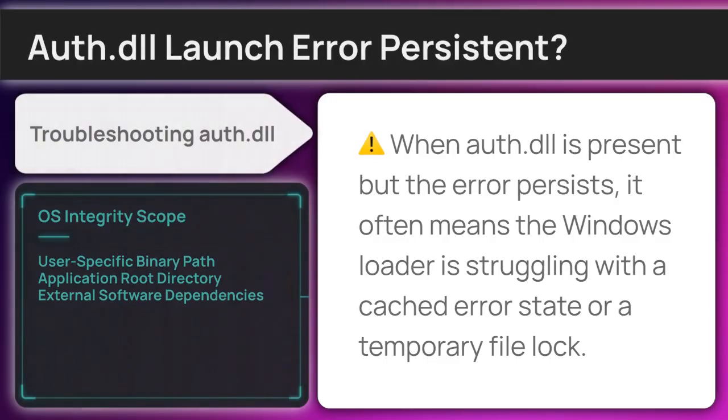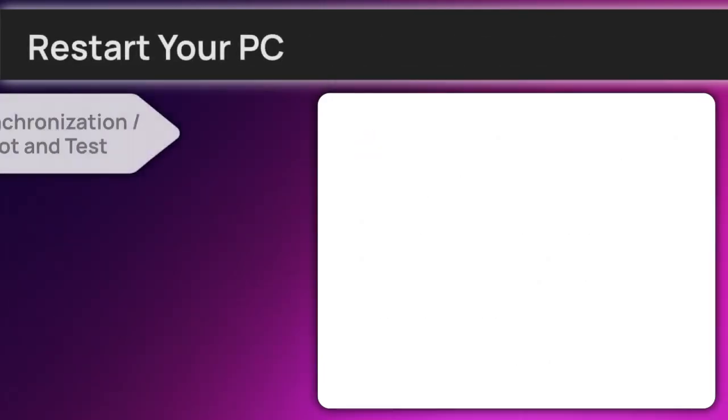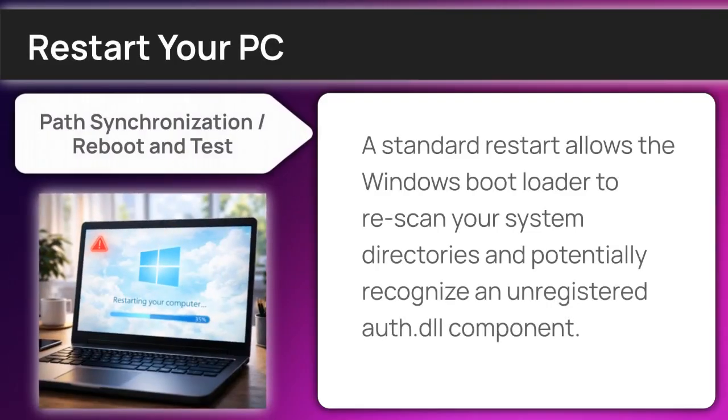In cases where the official installer remains ineffective, we must escalate to a manual review of your system's active runtime state. Performing a restart can determine if the error is just a transient environment glitch. A reboot refreshes your system's path variables and can sometimes re-establish a broken link to the Auth library file.